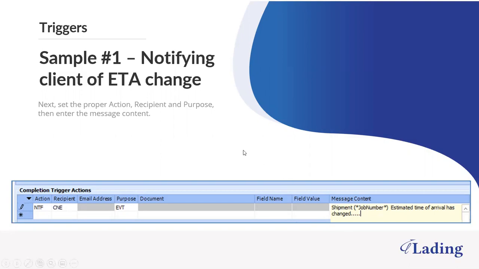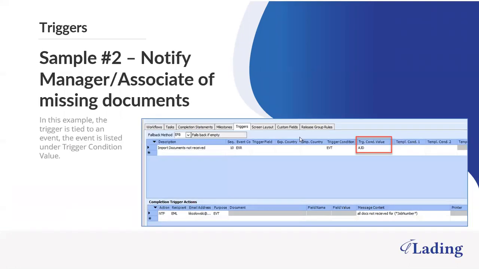Again, think about how you use this. How many times do you want to contact your client? Now this I would do. Here's another one. Import documents not received. So I should have had all those documents in for this job. Well, guess what? I'm going to send a notification every darn day to myself until I complete that milestone. Does that make sense?